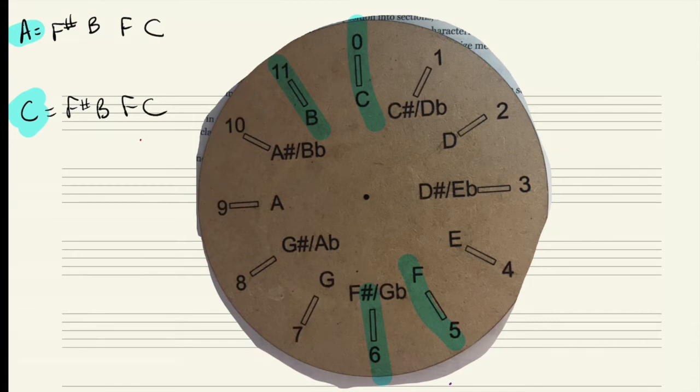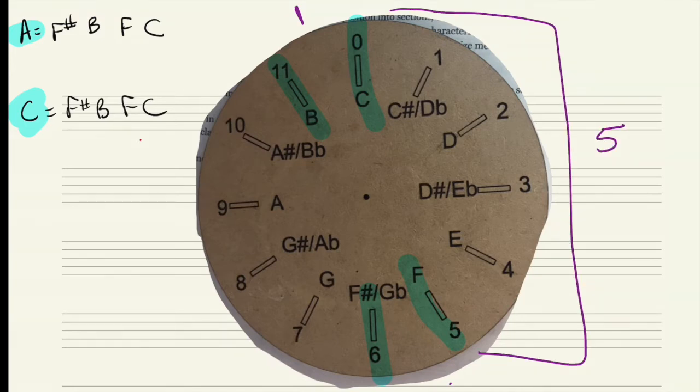This set is symmetrical because it has symmetrical spacing. There's spacing of 1/2 step between 11 and 0, between the B and the C. There's a spacing of 5 between the C and the F, spacing of 1 between F and F sharp, and then a spacing of 5 between the 6 and the 11. So in spacing, this is symmetrical because there's 1/2 step followed by 5, then another 1/2 step followed by 5.